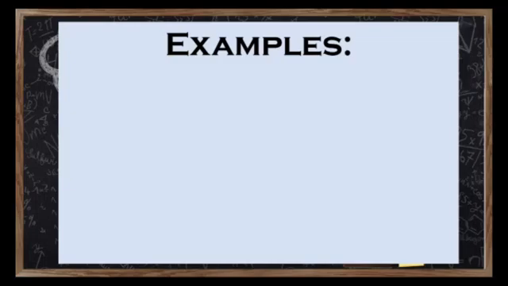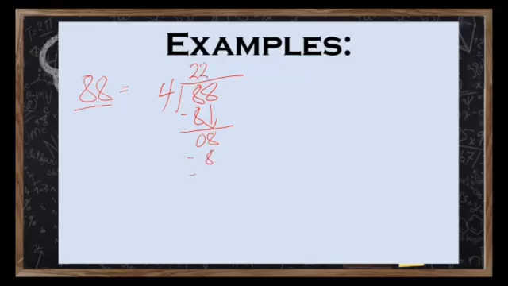Another example, we have here 88. The last two digits are 88. When we divide 88 by 4, 8 divided by 4 is 2. 2 times 4 is 8. 8 minus 8 is equal to 0. Bring down 8. 8 divided by 4 is 2. 2 times 4 is equal to 8. 8 minus 8 is equal to 0. So 88 is also divisible by 4. Therefore, 88 is also divisible by 4.